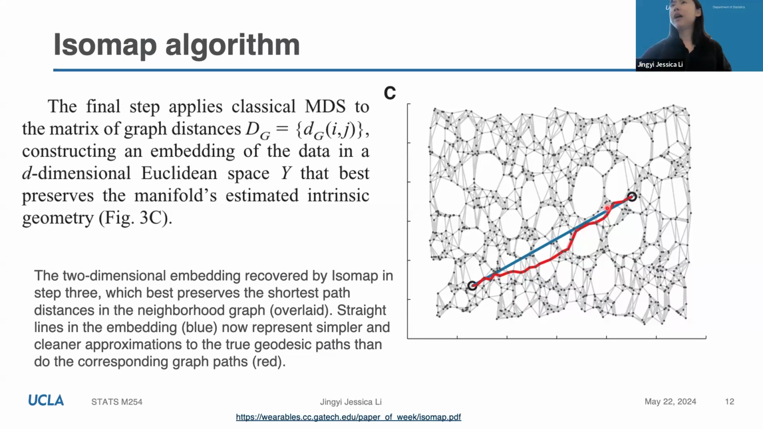Okay, any questions about this Isomap idea? It's very easy to understand if you understand classical MDS. It adds to it by changing the input from Euclidean distances, which is actually equivalent to PCA, to geodesic distances. That's it.